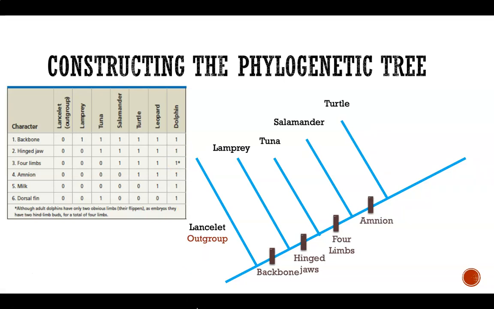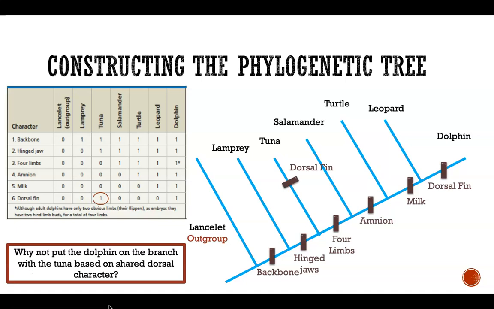Our next trait is amnion. Now this means basically that these organisms develop in an egg. So this might be an egg with a shell, or it might be an egg inside mother like we see in mammals. Then we have milk. So this is one of the characteristics of mammals, that they have milk. Some others use milk to feed their young. Others include hair, things like that. And then finally we have our dolphin. A new trait that has appeared in the dolphin is the dorsal fin.